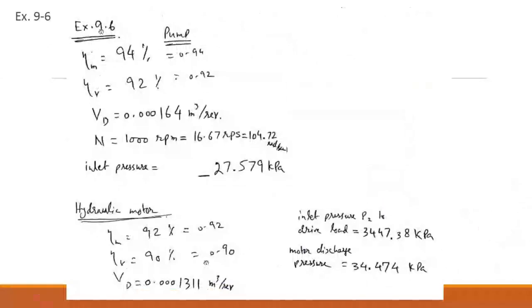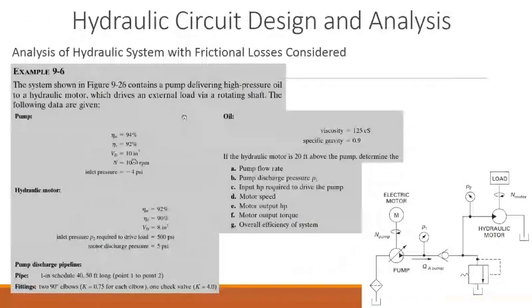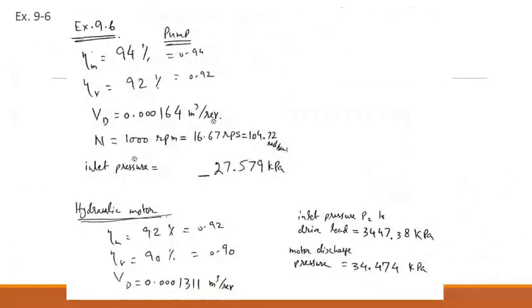Here we go, problem 9.6. The pump data is given. And see here, as I mentioned, I have converted the volumetric displacement into meter cube per revolution. So don't worry, you will have all the data in SI units, and you can just use the SI unit data as it is. RPM, of course, will remain the same. It will be RPS, revolutions per second, and then radians per second. I converted it now because whatever I need, I can just take the value from here.